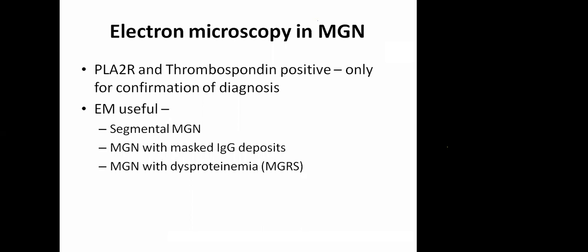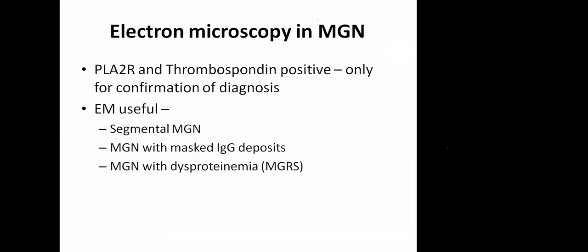So there is an entity called segmental membranous, in which the immune deposits are seen not throughout the capillary loops, but only in a segmental distribution. Then there is an entity called MGN, or membranous glomerulonephritis, with masked IgG deposits. That means you're finding a thickening of the membrane, but there are no IgG deposits, and on EM you are able to see deposits. So those deposits are there, but they are not picked up on routine immunofluorescence. And if you do paraffin immunofluorescence, those deposits will stain for IgG.